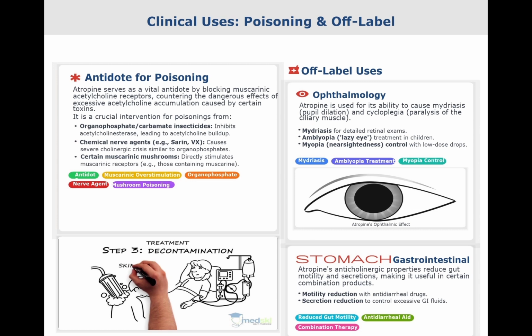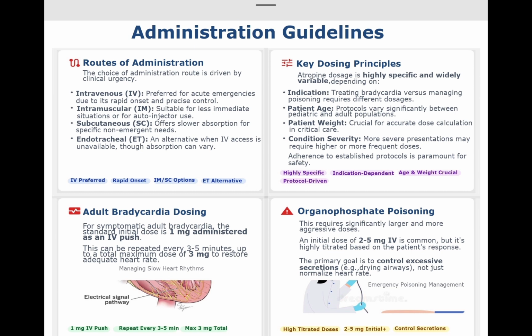The administration of atropine must be precise and tailored to the specific clinical indication and patient characteristics. The intravenous route is the preferred method for acute emergency scenarios due to its rapid onset of action, typically within 30 seconds to a minute, ensuring immediate therapeutic effect. However, it can also be administered intramuscularly, subcutaneously, or in emergency conditions when IV access is not immediately available, via an endotracheal tube directly into the lungs. Doses vary significantly.